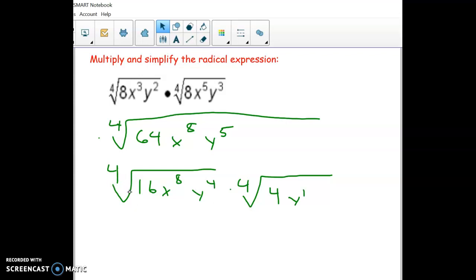Okay, so now clean it up. The 4th root of 16 is just 2. Divide those exponents there, so you get x squared y to the 1st. And then our leftover part is just the 4th root of a 4 and an x. 4 and a y, sorry. That's what was left in our garbage pile. So sorry again for that. This should be a 4th root right there.